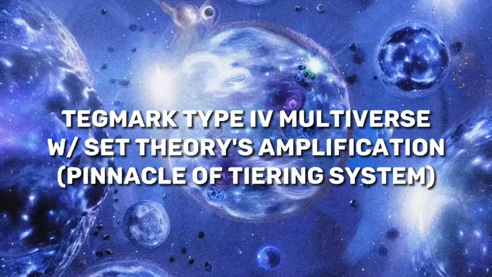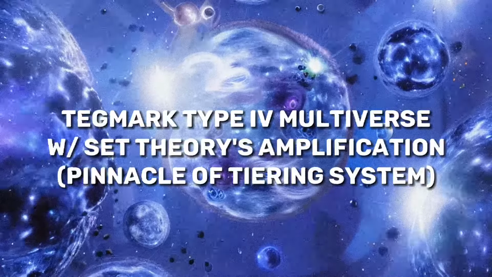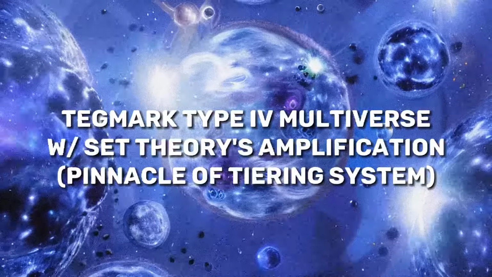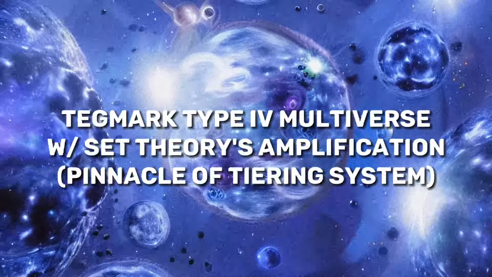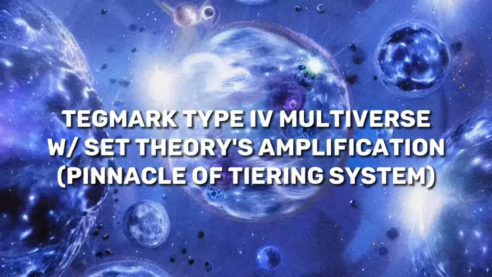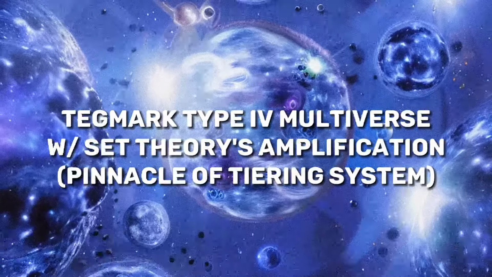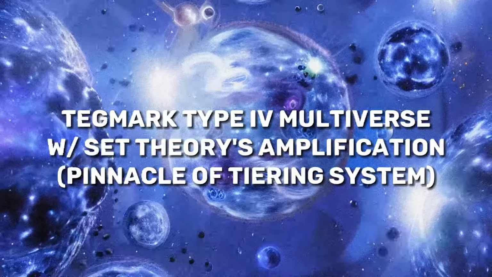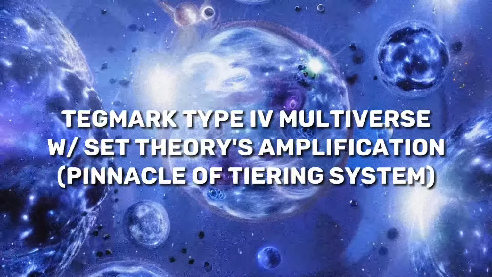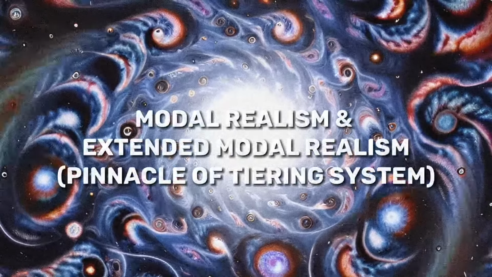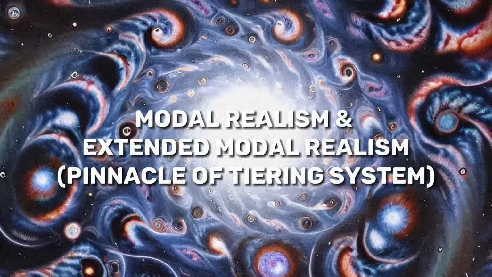A Tegmark Type 4 basically contains all the possible models of universes, with different workings of physics, mathematics, and every other field. All the variations exist inside the Type 4 multiverse, and along with specific mention of set theory, the Type 4 is enhanced for use in scaling, as sets of infinities of the theory are also included in the Type 4 multiverse.